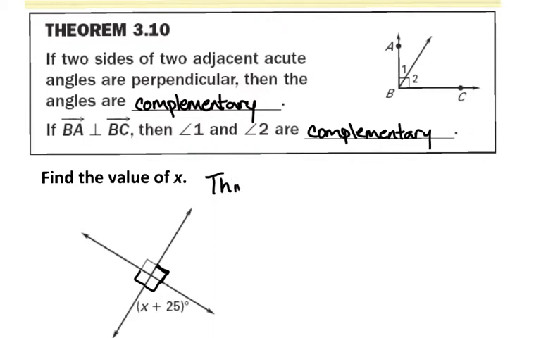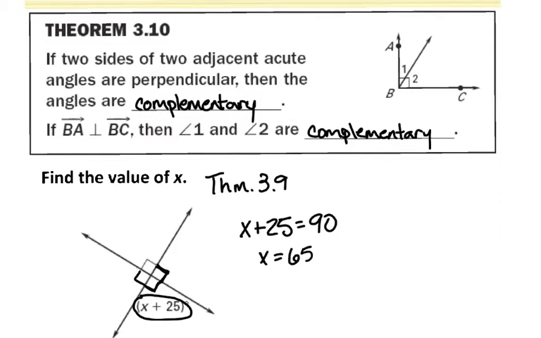You don't necessarily have to state this, but I'm just explaining our way through this. To solve for x, knowing that this angle is 90 degrees and this right here is x plus 25, we can say x plus 25 is equal to 90. And we can find our x value from it. Subtracting 25 from both sides, you get x equals 65.